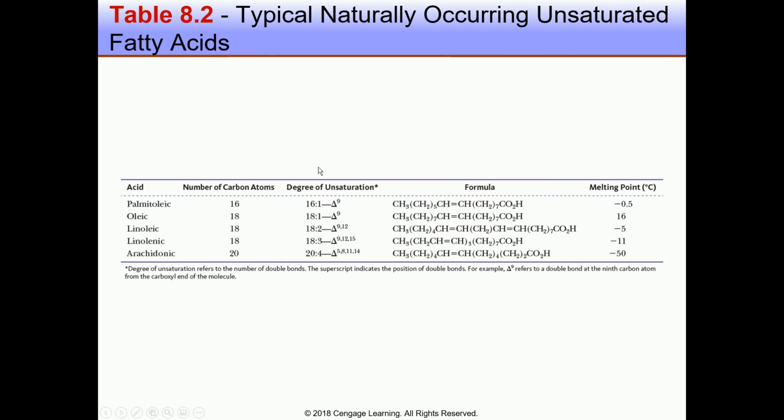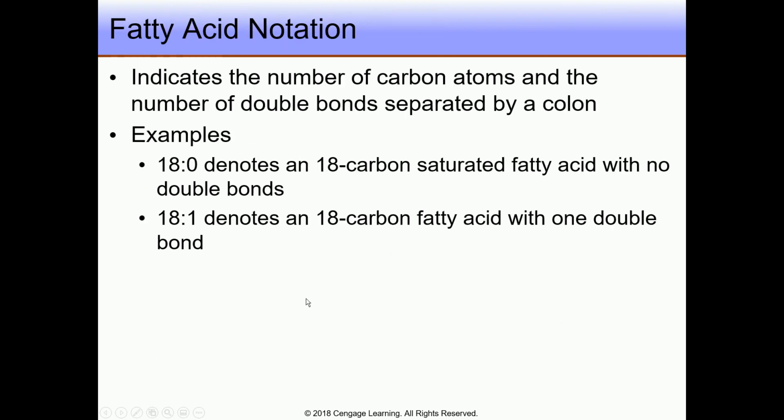Okay, this table shows what is called fatty acid notations. So what does this mean? 16 means how many carbons are there, and 1 means how many double bonds are there. So 18 carbons, one double bond; 18 carbons, two double bonds; 18 carbons, three double bonds. This is called fatty acid notation. It indicates the number of carbon atoms and the number of double bonds present in them.